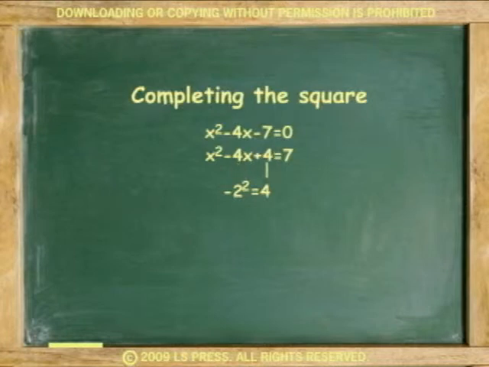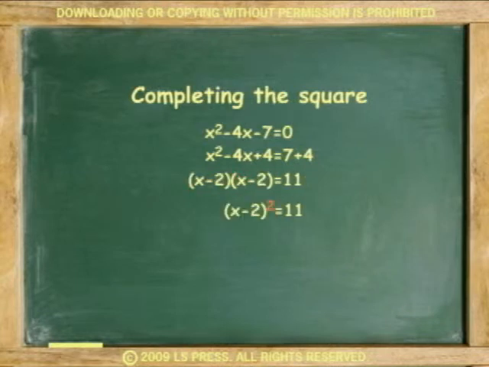1/2 of negative 4 is negative 2. Negative 2 squared is 4. Because 4 was added to the left-hand side of the equation, then 4 must be added to the right-hand side. Step 3. Factor the left-hand side of the equation as a perfect trinomial square. x minus 2 times x minus 2 equals 11. Two of the same, we square them. x minus 2 squared equals 11.